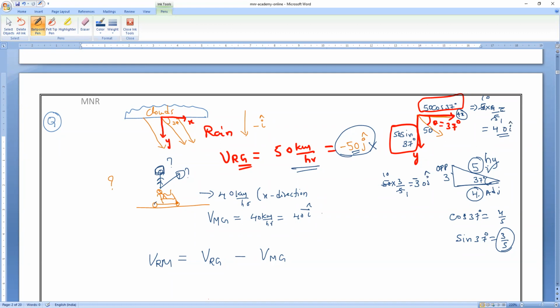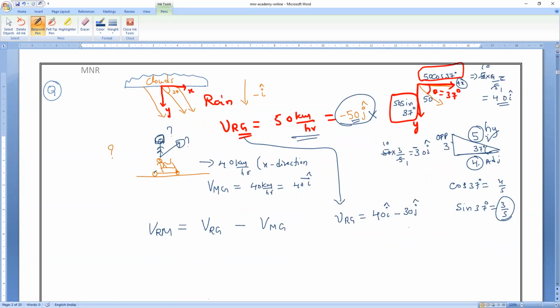40 i cap. So what is the speed of rain with respect to ground? It is acting in two directions. Speed of rain with respect to ground equals 40 i cap minus 30 j cap. Is it okay, guys? Understand? That is what you have to remember.